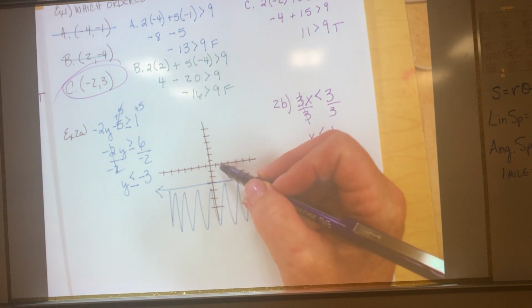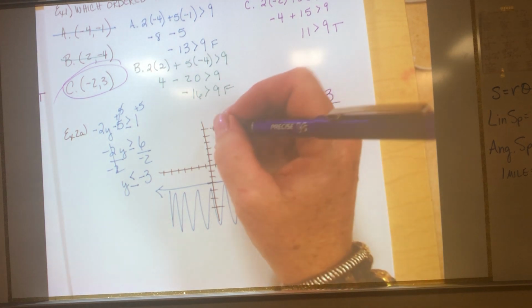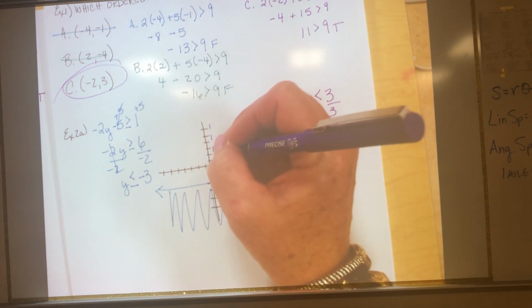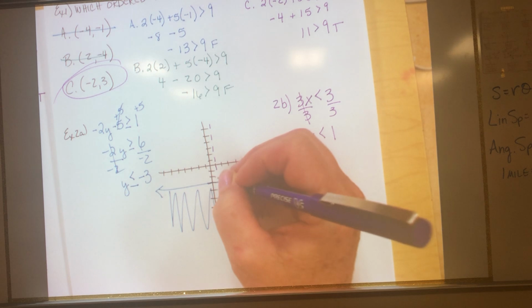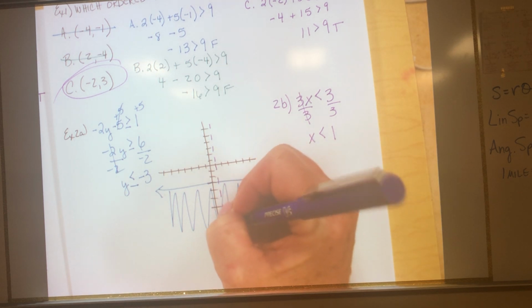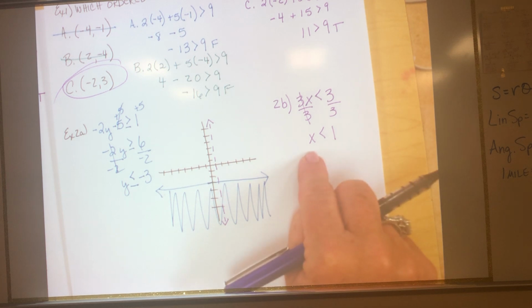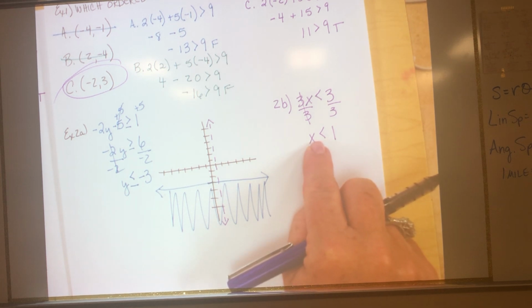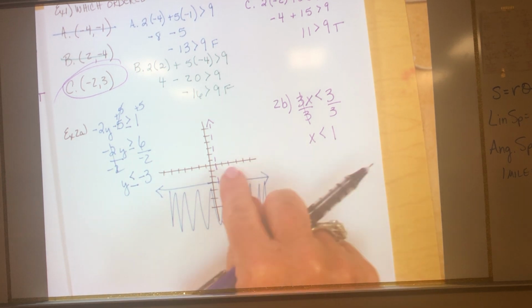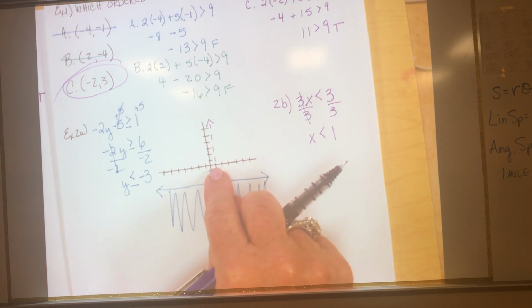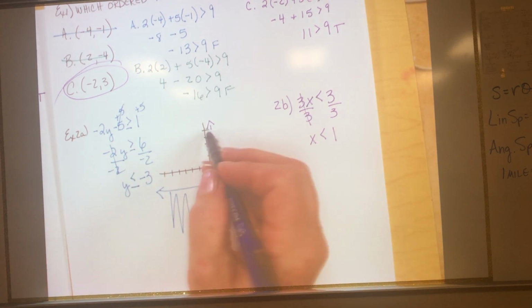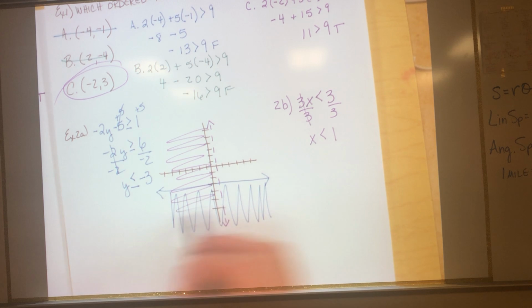Solid or dotted? Dotted. Okay, if you're like me and you forget to do that, you're going to need a big eraser, okay? Because you're going to have to go back and erase some stuff. All right? I want the x's that are less than 1. So would that be to the left or to the right? Anybody got a question?